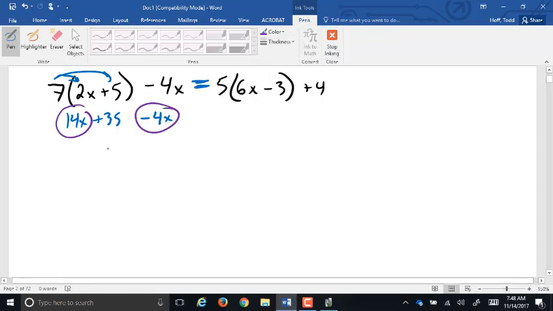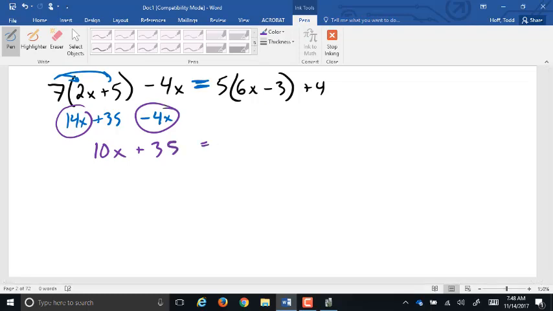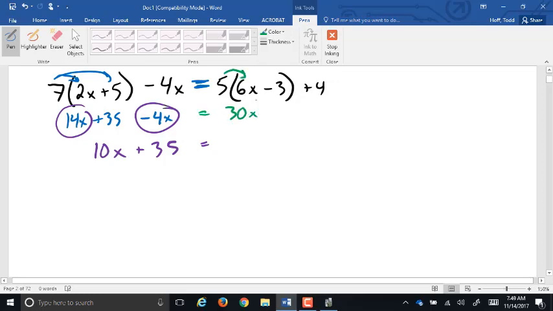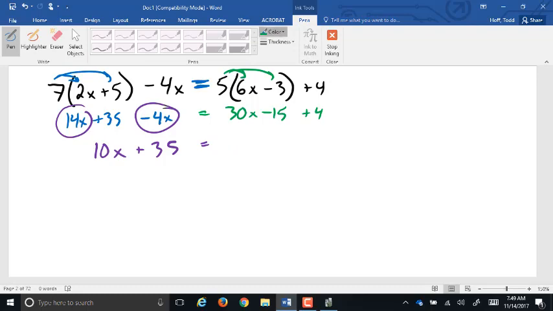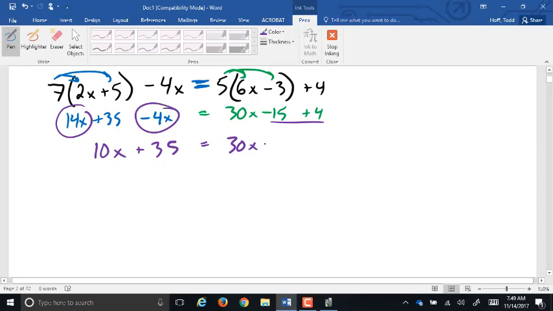Yeah, 14x and negative 4x make 10x. We still got the positive 35. That's all we can combine there. So let's go over to the right side. We have parentheses, so we will multiply 5 times 6x, 30x, and 5 times negative 3, negative 15. We still got the positive 4. 30x has nothing to combine with. Negative 15 and positive 4 makes negative 11.